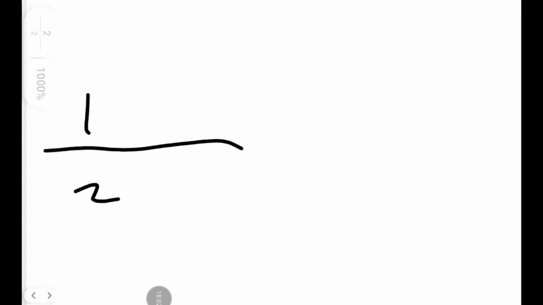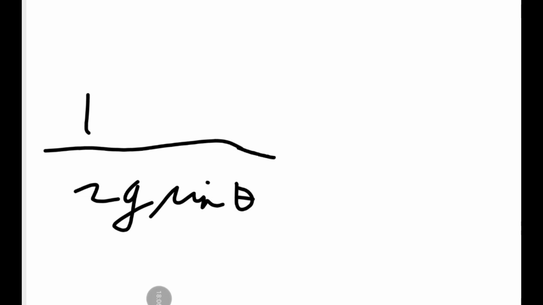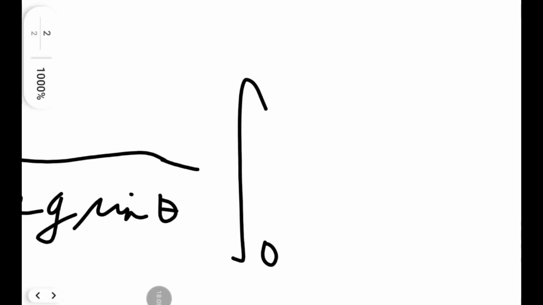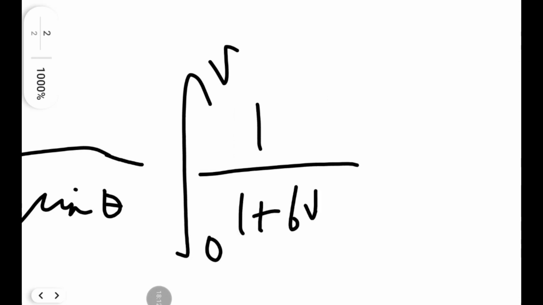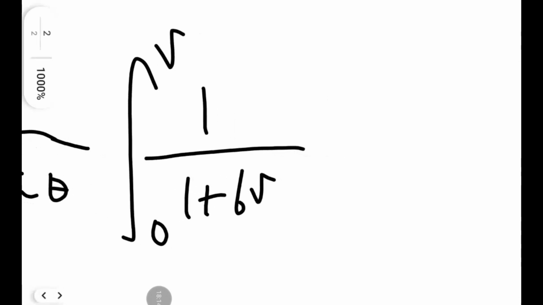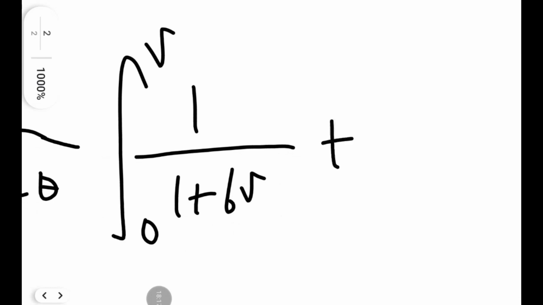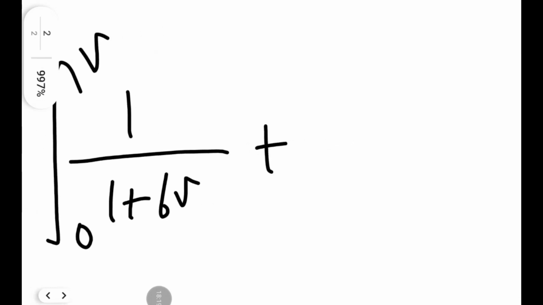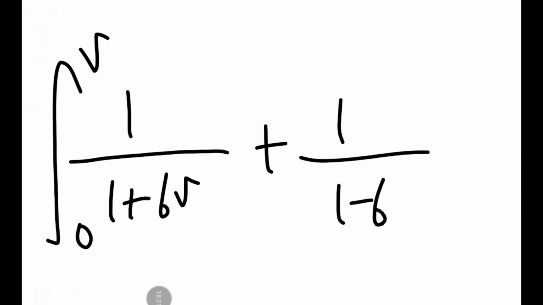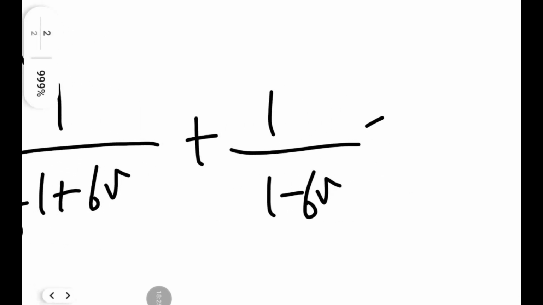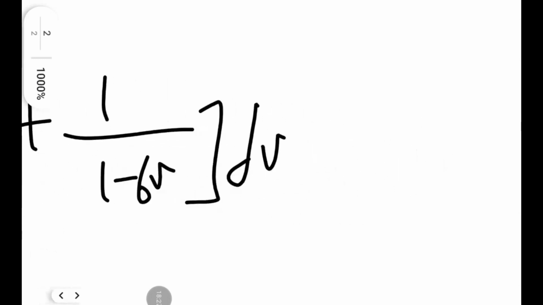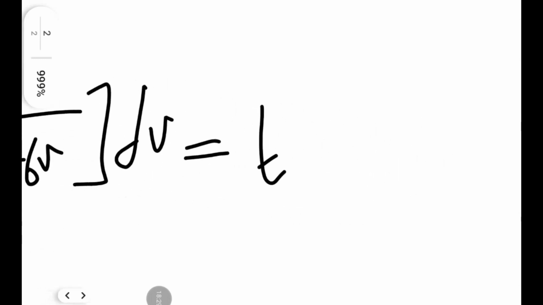1 over 2g sine of theta, integral between 0 and v, 1 over 1 plus bv. I've just taken the half outside, as you can see, plus 1 over 1 minus bv, and that's all like this. It's not very clear, I apologise. dv is equal to t.